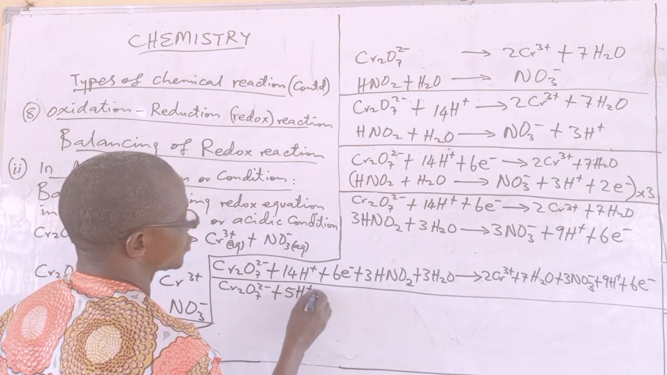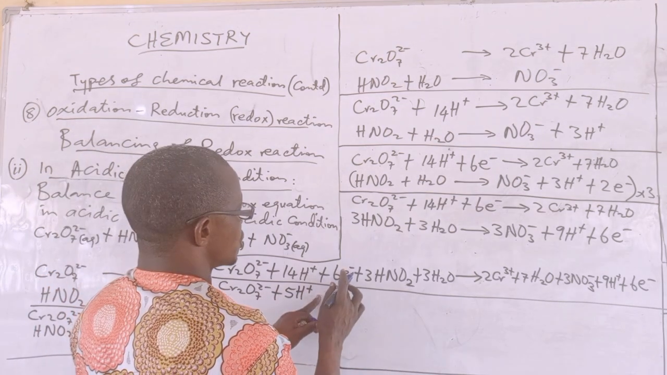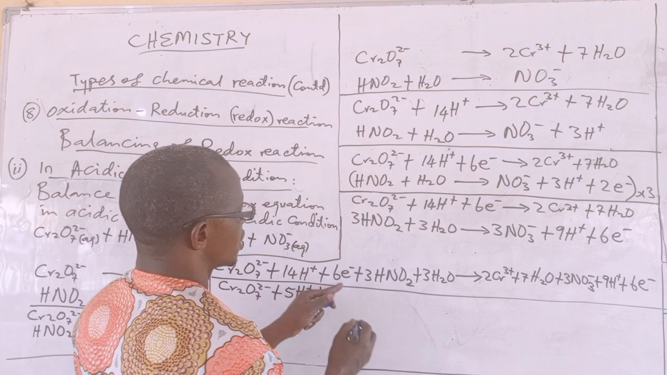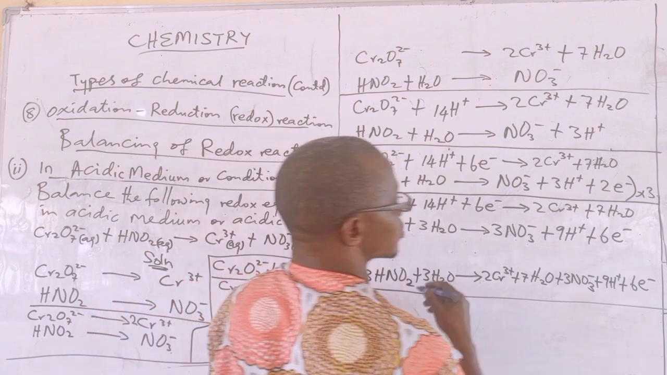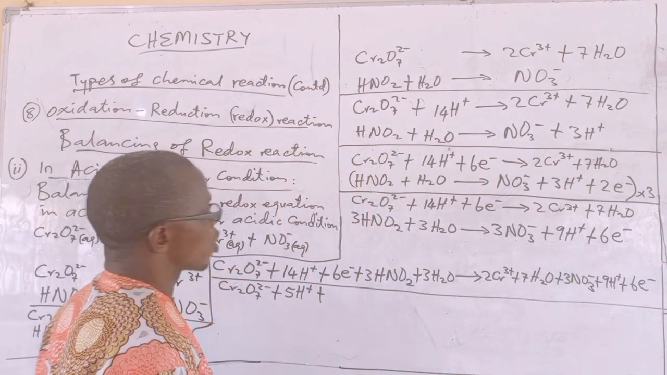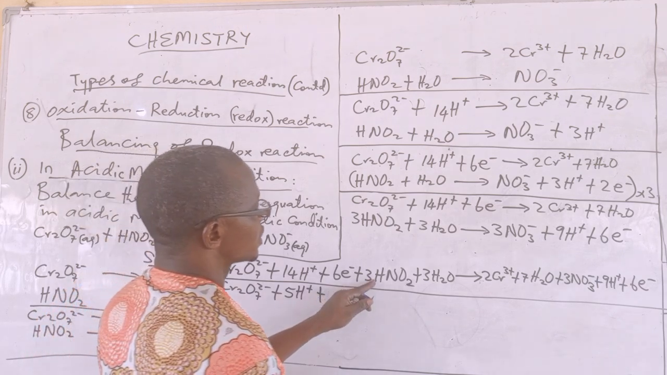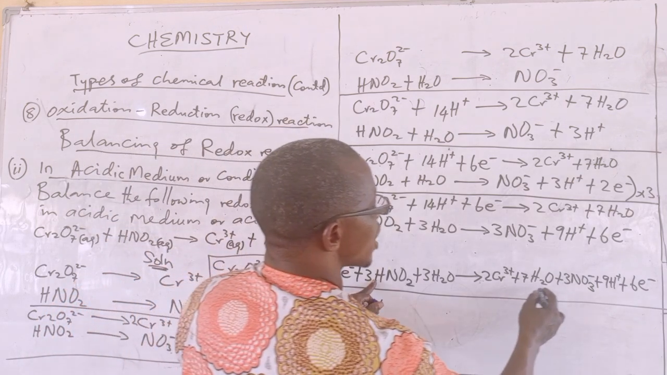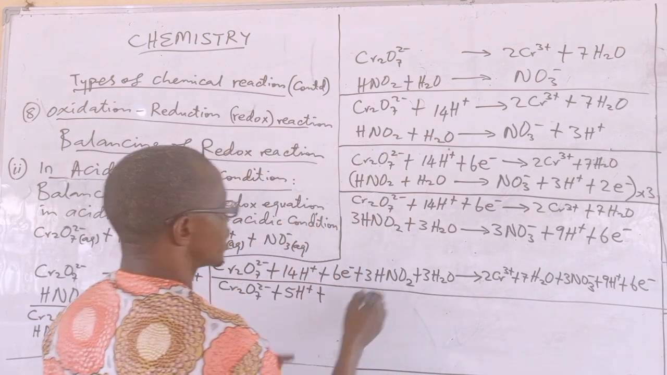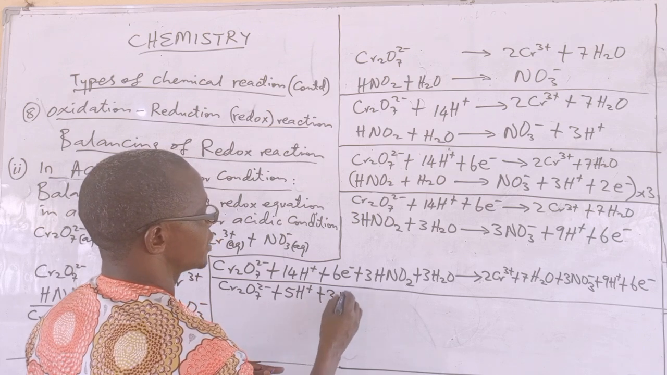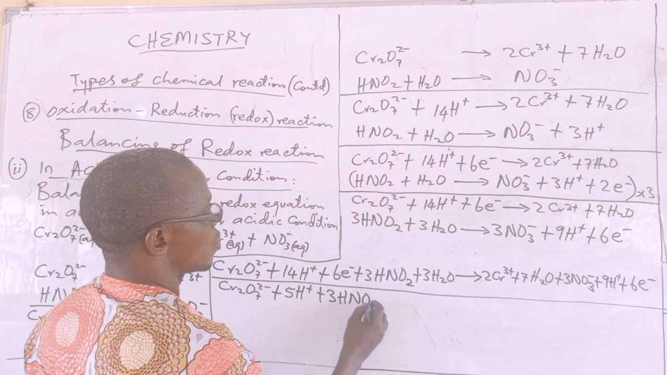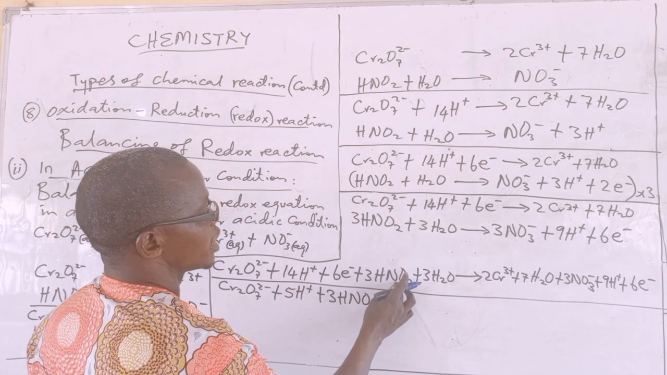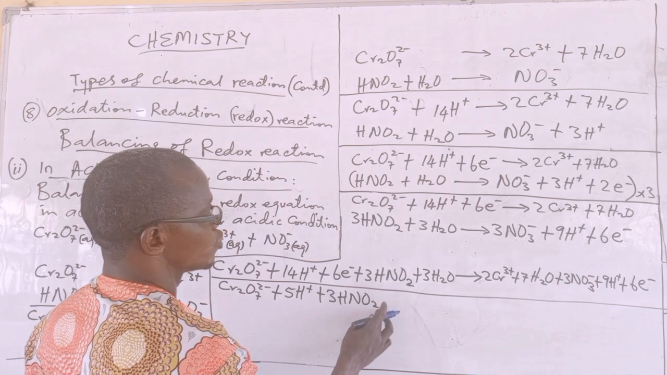H+. So this one, you have what? 6 electrons and 6 electrons. Both of them are gone. So you have HNO3. Do you have HNO3? No. So you bring it down. 3HNO2, not HNO3, sorry. HNO2.